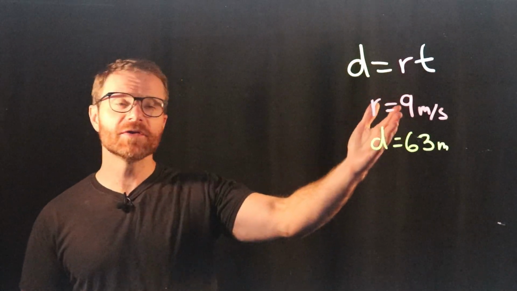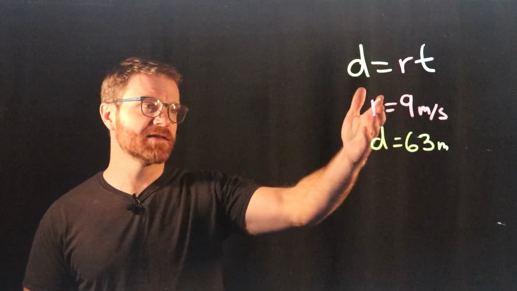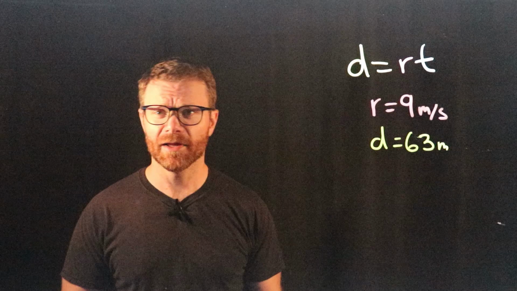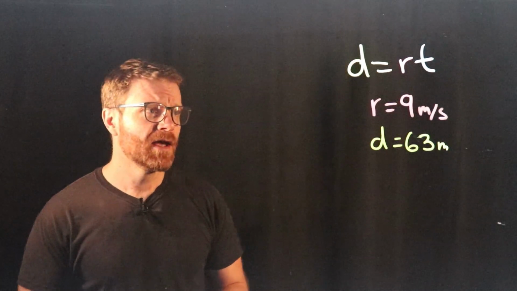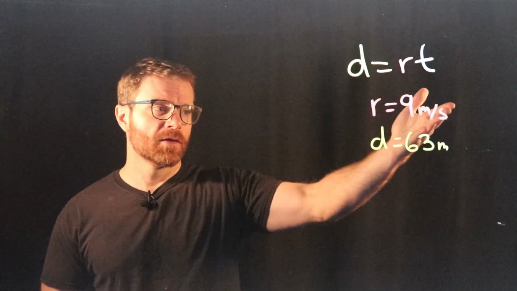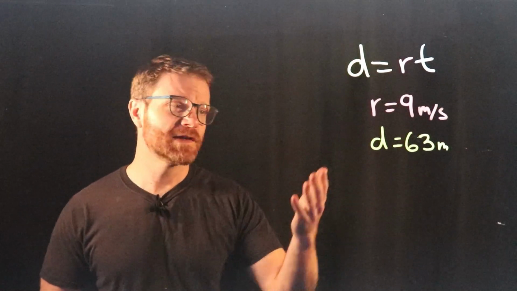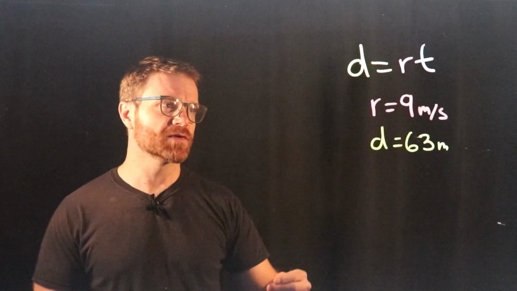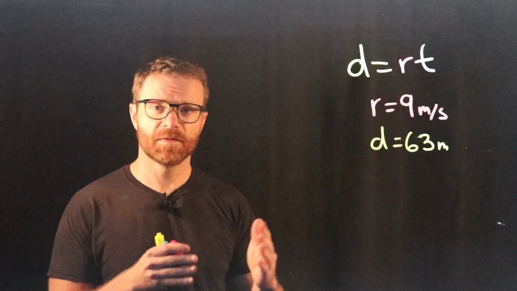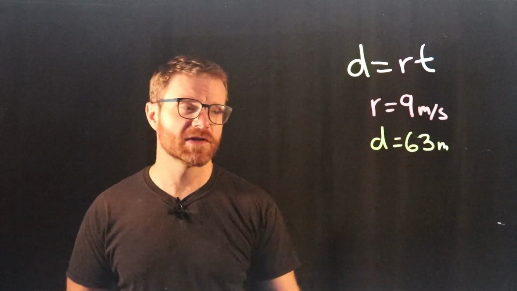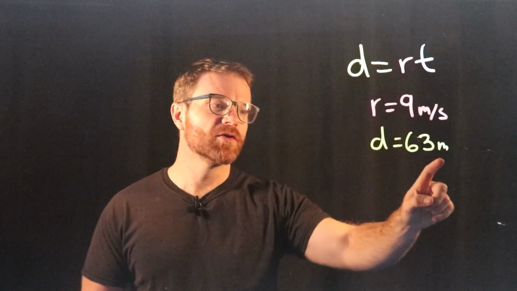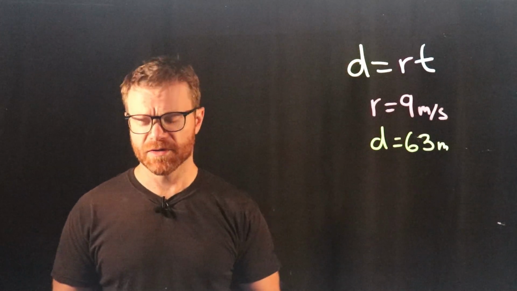Okay, what you can see right here is the distance equals rate times time formula, a pretty basic physics formula. And it's an equation with three variables. And below that, we tell you what two of those variables are. We know that the rate that this object is moving is 9 meters per second, and we know the distance that it moved is 63 meters.